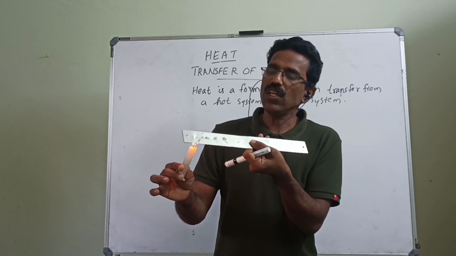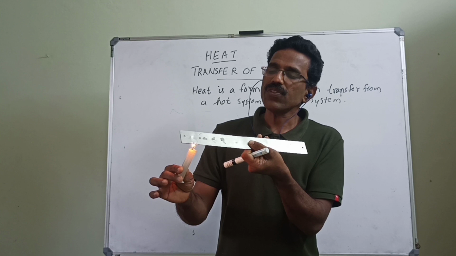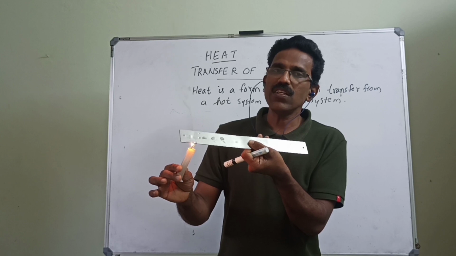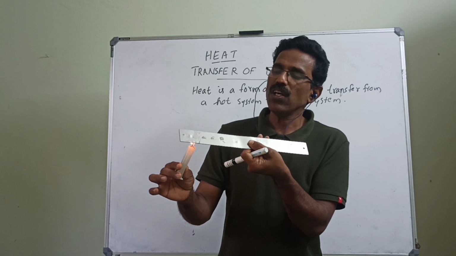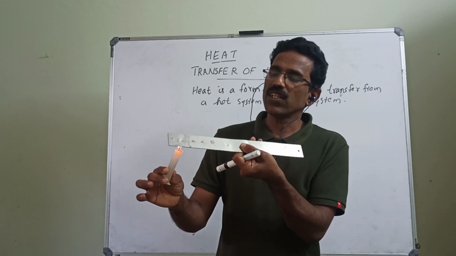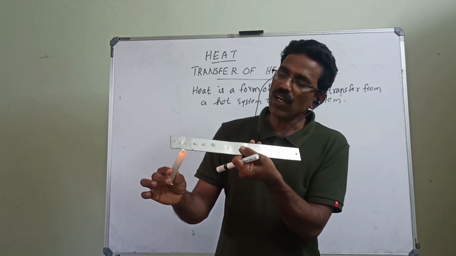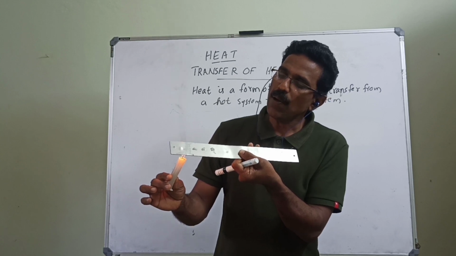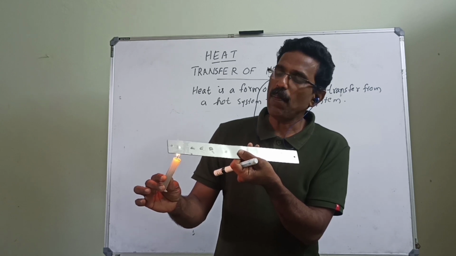If you continue heating this one end, you can see the wax drops melt one by one and fall down, and you can see the order in which they melt. First, the wax drop placed at the end of the object melts, then the second one, then the third one. In that way, all these wax drops melt.